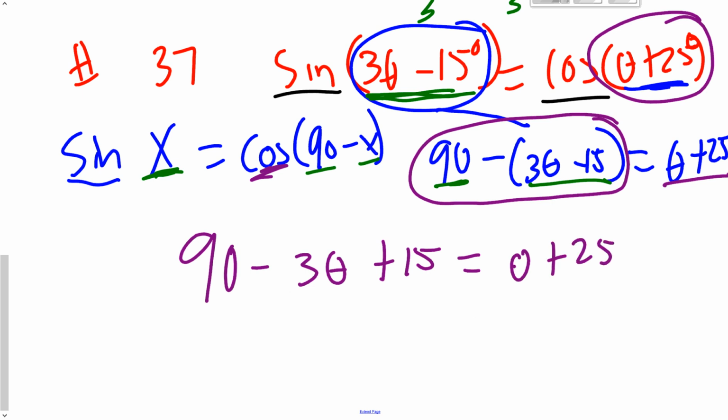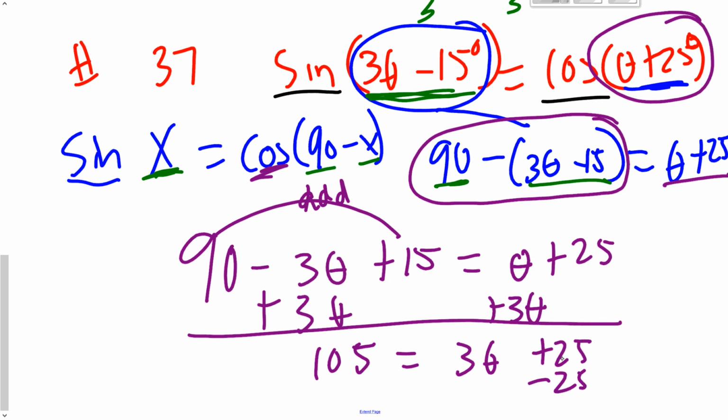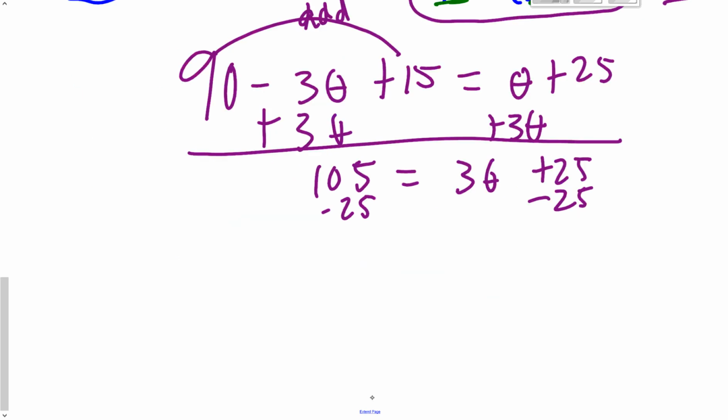Okay, that's theta. Now we can move our thetas over. Might as well deal with a positive theta. So we have 90 plus 15. I'm going to add here, so that's 105 is equal to 3 theta plus 25. Now I'm going to subtract 25. So that's 80 equals 3 theta. Divide by 3, divide by 3.